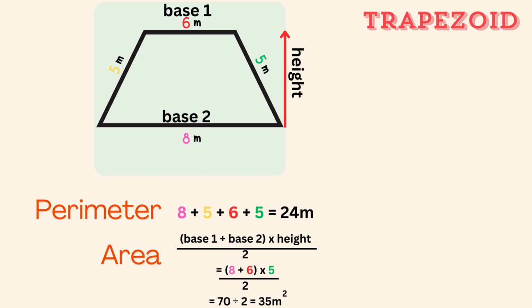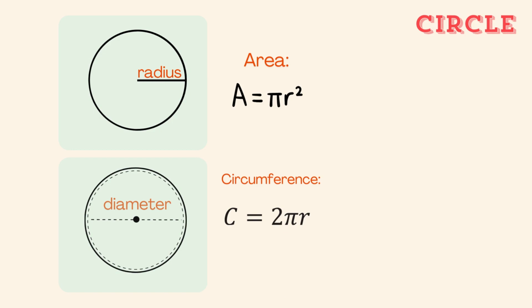So in this instance, we have base 1, 6 plus 8. Get that answer. Then we're going to times it by the height, which is 5. Once we have that top answer, we are then going to divide it by 2. Finally, we have the circle.